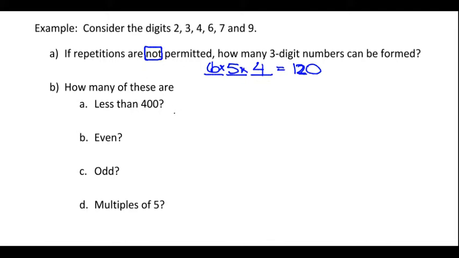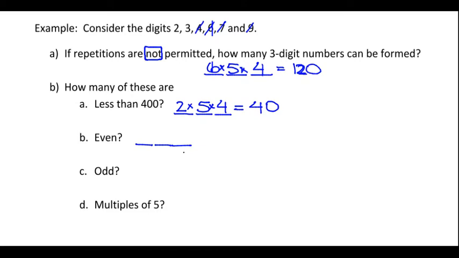So if you want to generate a 3-digit number that's smaller than 400, that means that it can't start with a 9, it can't start with a 7 or a 6 or a 4. It must start with either a 2 or a 3. So that gives me 2 options for the first number, and then it doesn't matter what the other 2 numbers are, so that gives me 5 options, and then 4. Again, no repeating. And again, notice that as we put more restrictions on the number, we have a smaller number of possible outcomes.